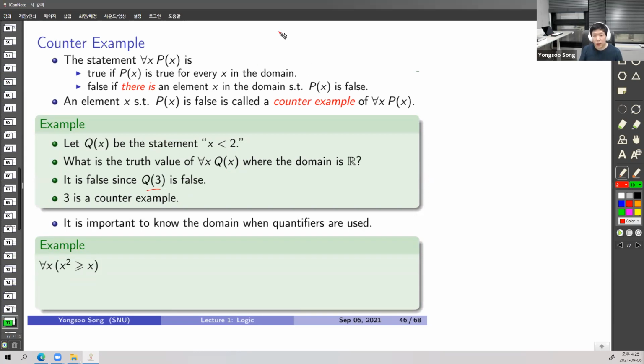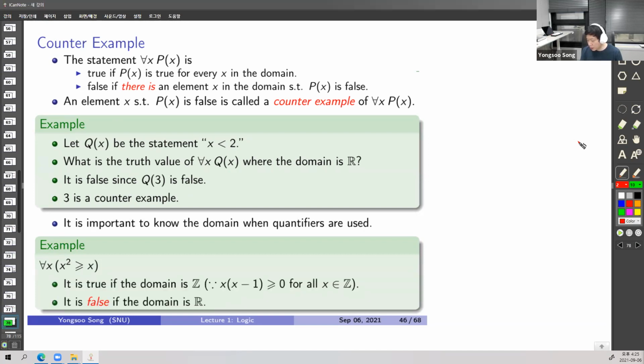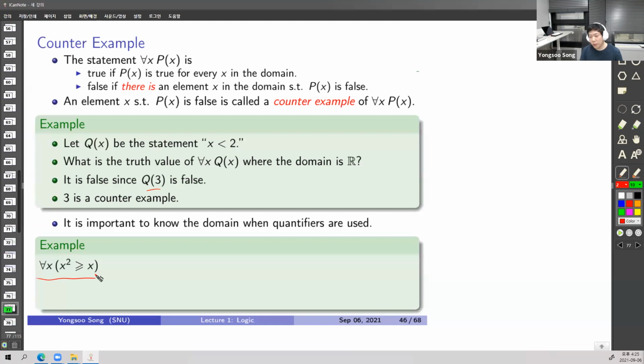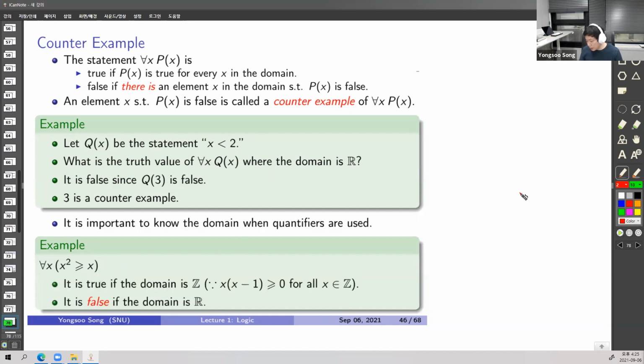And as I briefly mentioned earlier, this domain is very important when we use these quantifiers. Let's look at this proposition: for all x, x squared is equal to or greater than x. This statement is true if the domain is the set of integers, because this condition holds when x is an integer. But this statement becomes false if the domain is the set of all real numbers.